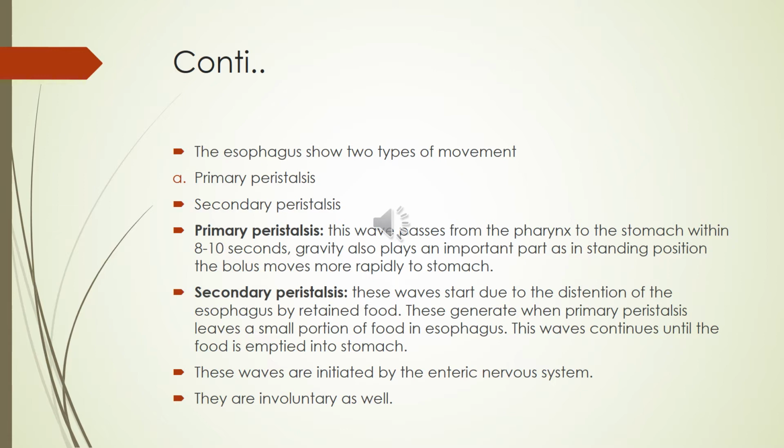In the secondary peristalsis, there is a wave-like motion which starts due to the distension of the esophagus by the retained food, when food particles are held in the esophagus. These are generated when the primary peristalsis leaves a small portion of the food in the esophagus. These waves continue until the food is emptied into the stomach, and they are initiated by the enteric nervous system, and they are involuntary as well.